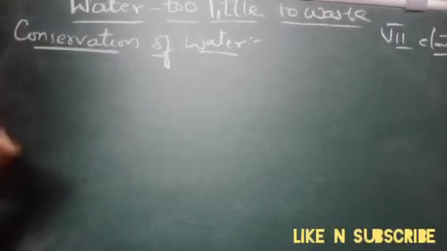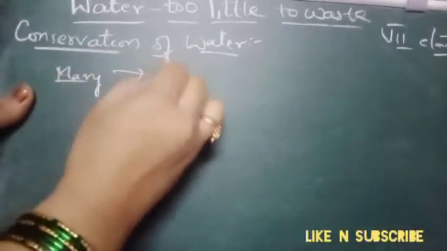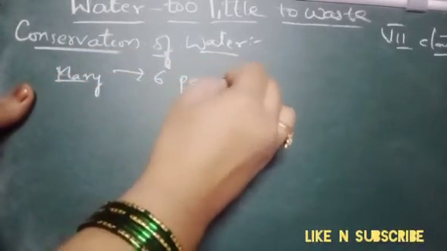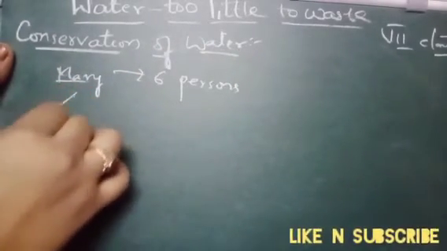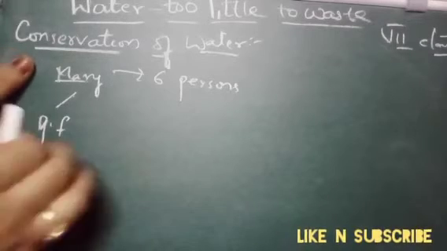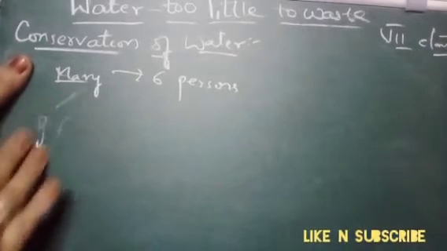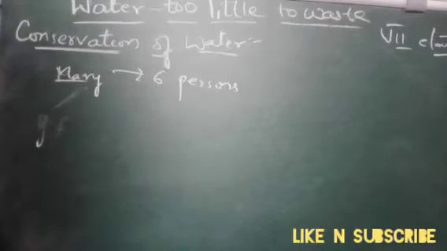So there is a girl called Mary. Okay, she is having how many members in the family? She's having 6 persons in their family. That is grandfather. Okay, then her grandfather says that water is precious, don't waste it. Okay, and it's correct, it's true, right?